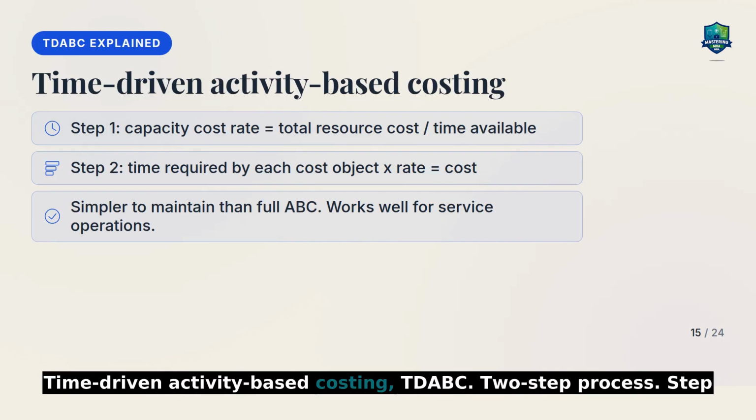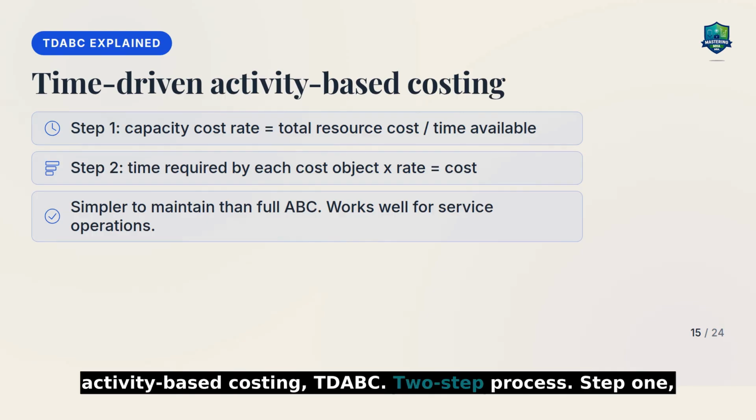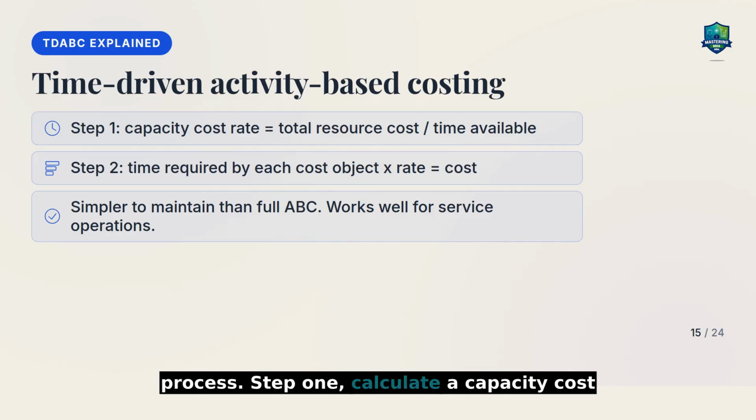Time-driven activity-based costing, TDABC, two-step process. Step 1. Calculate a capacity cost rate. Total resource cost divided by time available. Step 2. Multiply by the time each activity actually consumes for each cost object. Simpler to set up than full ABC and easier to maintain.